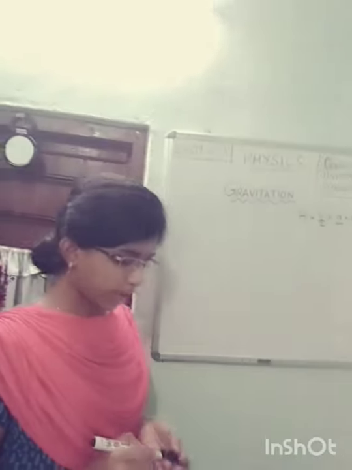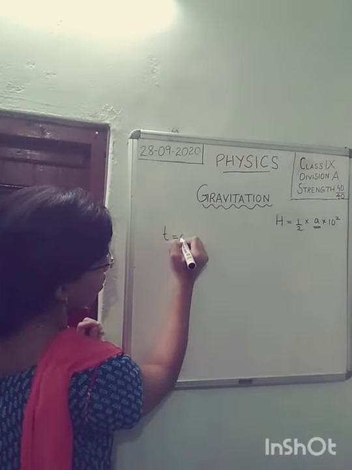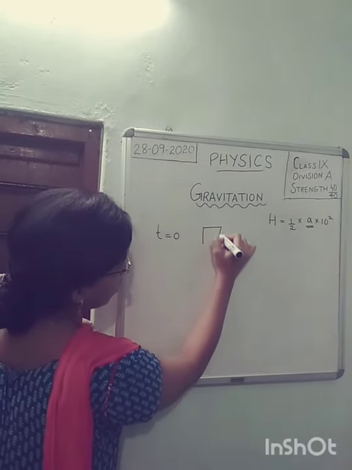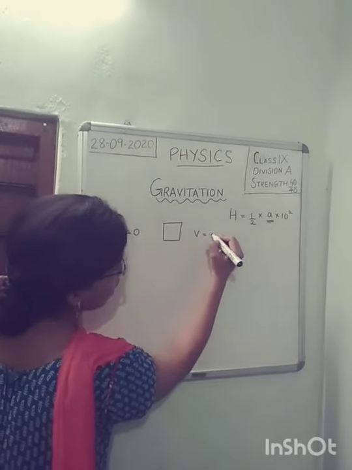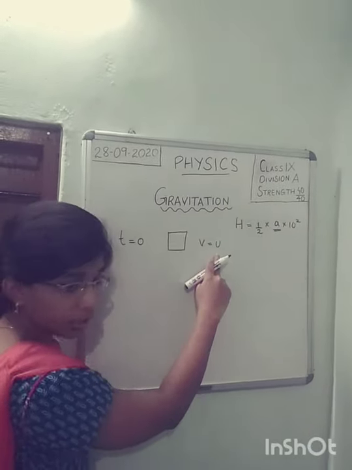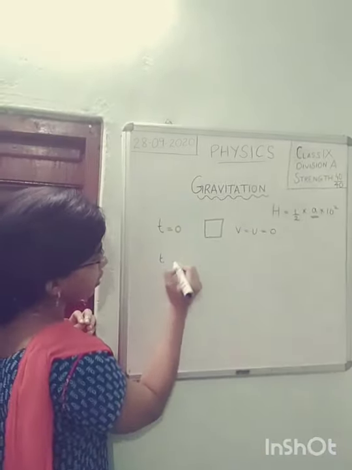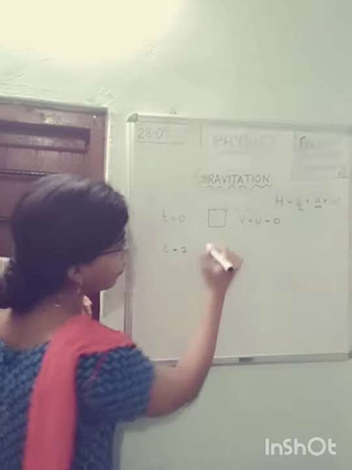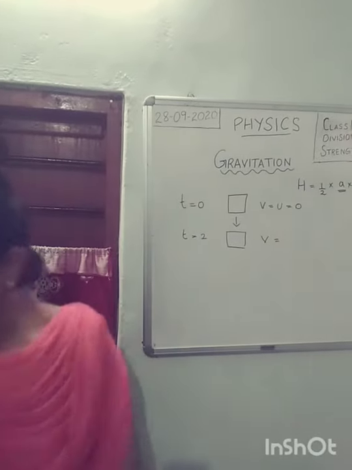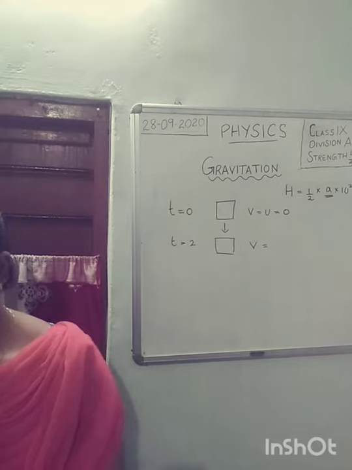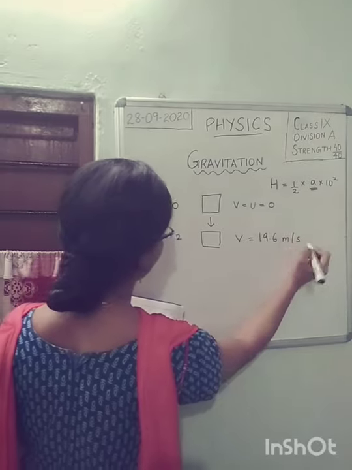I'm drawing some situations. You have to say: initially, when time was 0, that is when the box was initially thrown out, what is its velocity? Its velocity v equal to u. We can say that u is the initial velocity. It is 0, as I had given you. After time 2 seconds, where will the box move? The box will move downward, no? It reached here and its velocity comes to be 19.6 meter per second.